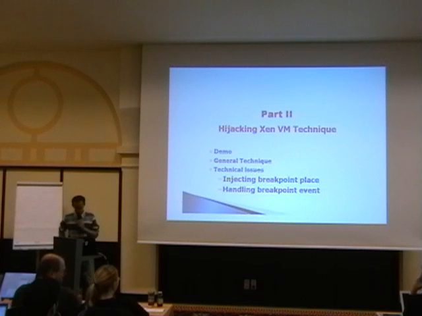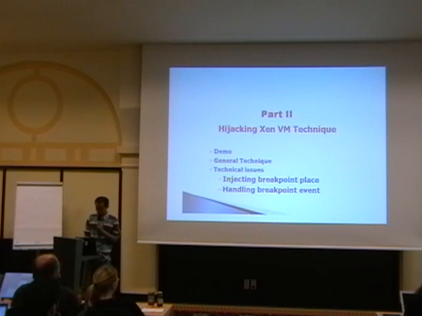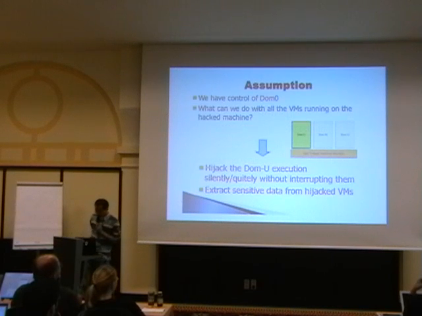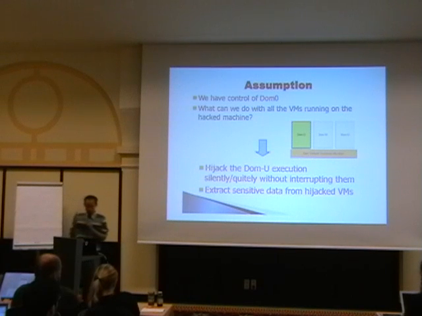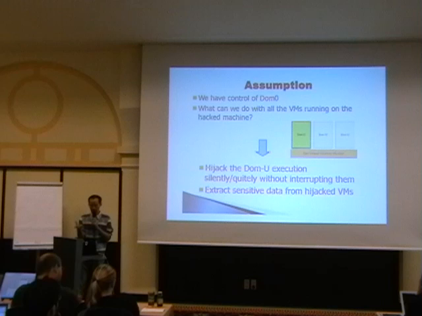Okay, the next part. How to hijack a Xen virtual machine. Here's my assumption: somehow we have control of domain 0. You can be the real owner of the virtual machine, so you have control of domain 0, or you are the attacker. Somehow you break into the virtual machine and compromise domain 0, and you have control of it. But anyway, we have control of domain 0. That's the assumption. So what can we do?